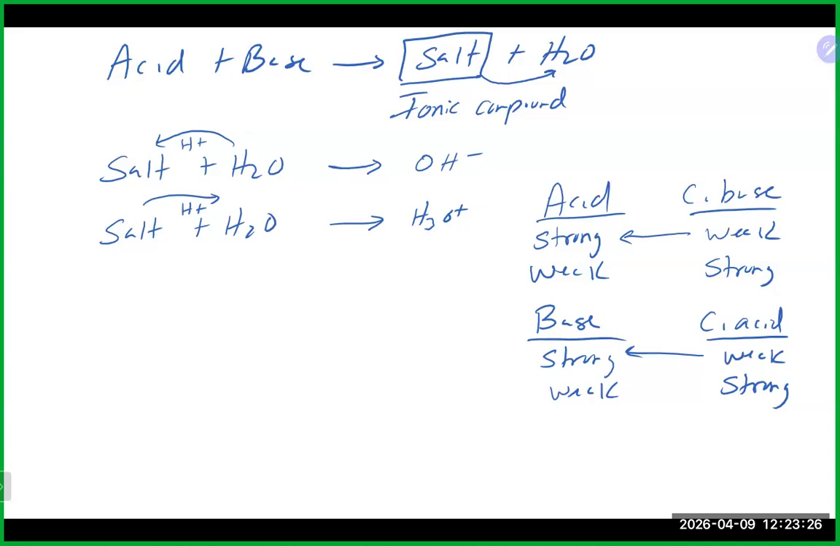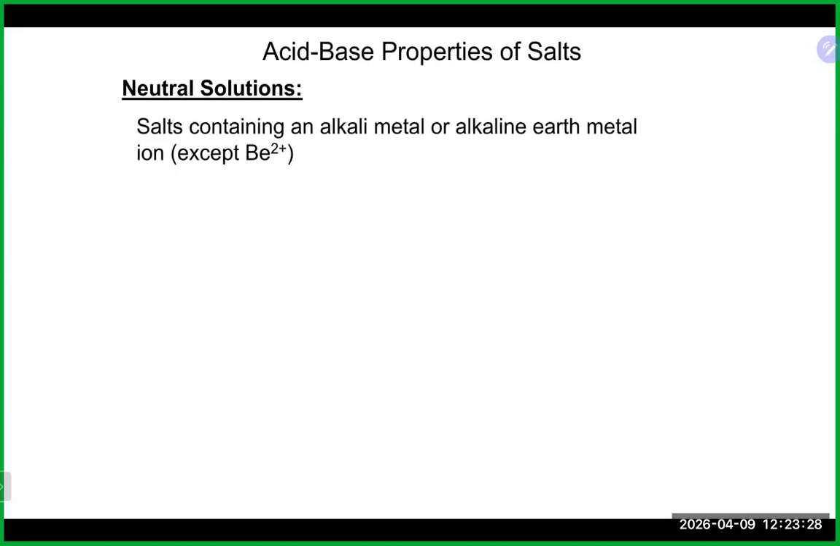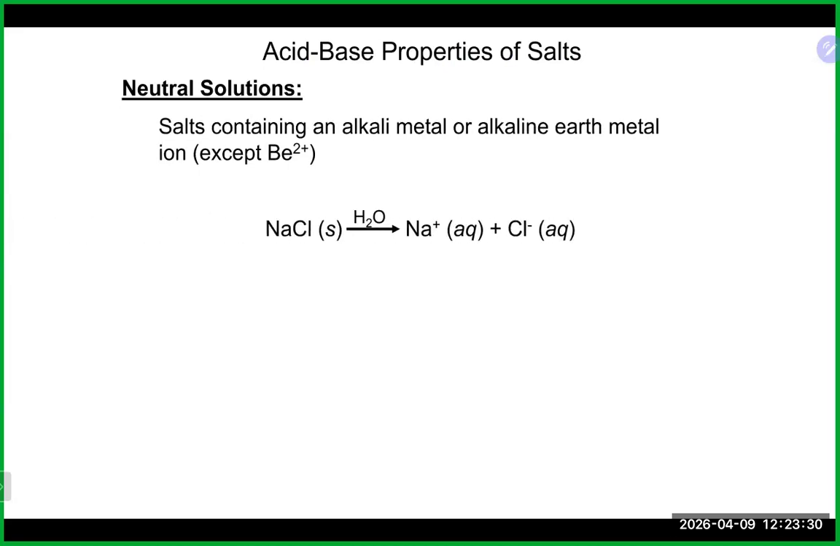So let's take a look at, first off, neutral salts. Neutral salts are salts that basically come from group 1 or group 2 on the periodic table. And if you remember, group 1 and group 2 on the periodic table is pretty much where we find our strong bases. That means the conjugate partner from it is going to come from a strong base, which means it's not going to do much. Or it comes from a strong acid and it will not do much.